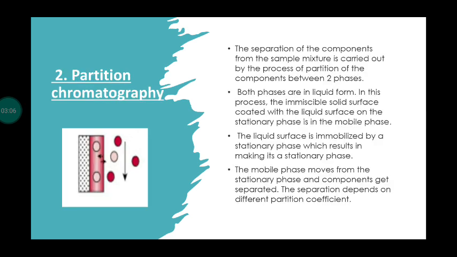The next is partition chromatography. The separation of the components from the sample mixture is carried out by the process of partition of the components between two phases. Both phases are in liquid form. In this process, the immiscible solid surface is coated with the liquid surface, and the stationary phase is in the mobile phase. The liquid surface is immobilized by a stationary phase, which results in making it the stationary phase. The mobile phase moves over the stationary phase and components get separated. The separation depends on the different partition coefficients.